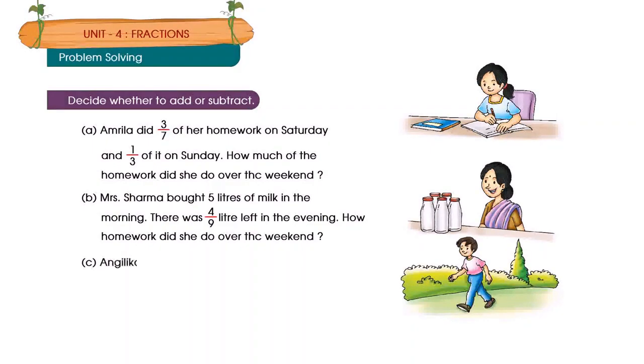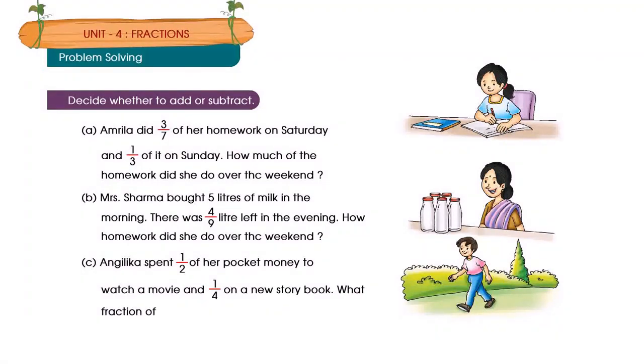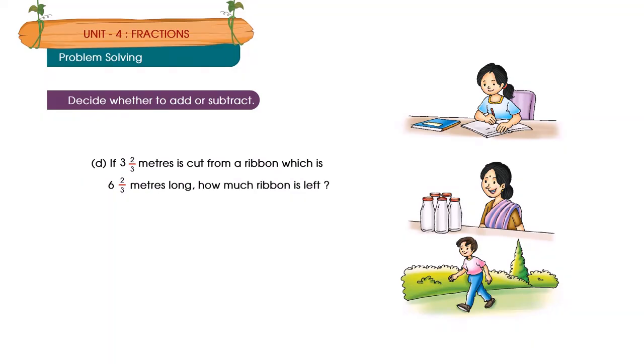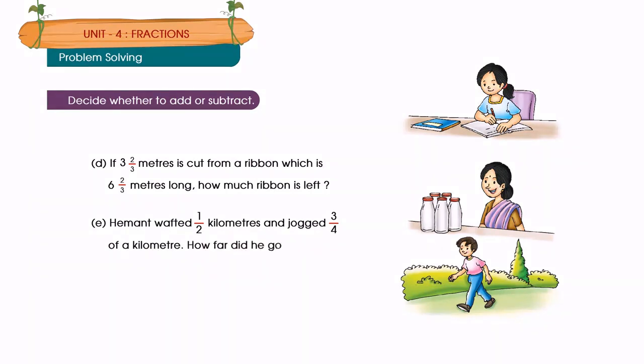C. Angelica spent 1/2 of her pocket money to watch a movie and 1/4 on a new storybook. What fraction of her allowance did she spend? D. If 2/3 meters is cut from a ribbon which is 2/3 meters long, how much ribbon is left? E. Hemant walked half a kilometer and jogged 3/4 of a kilometer. How far did he go in all?